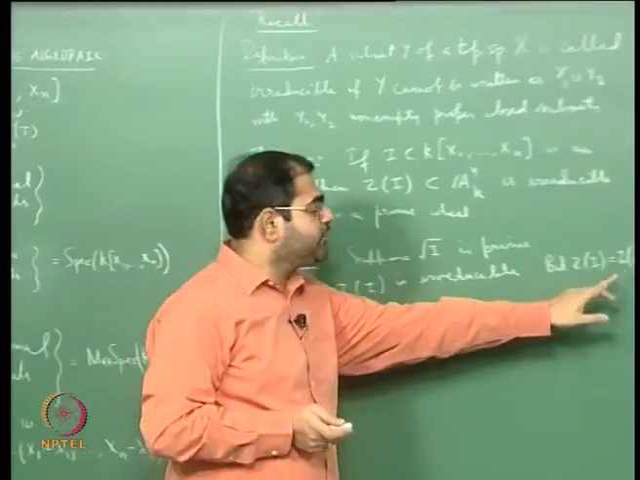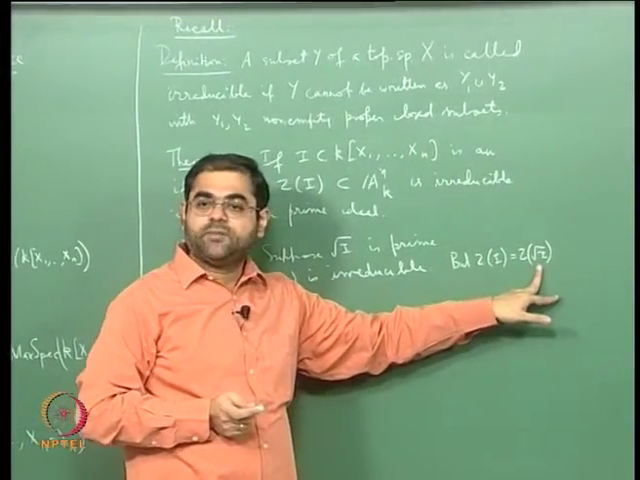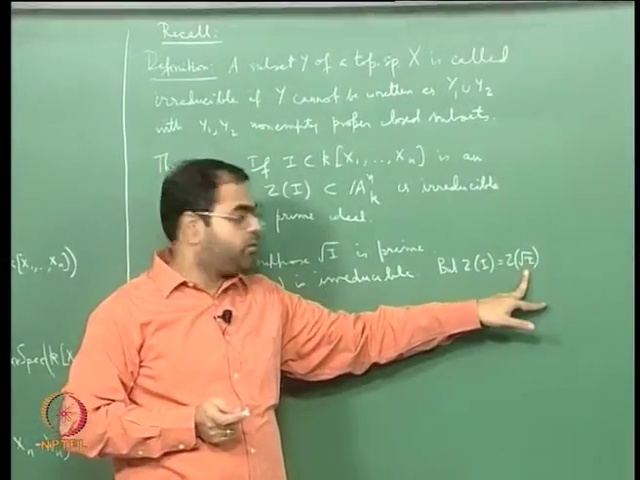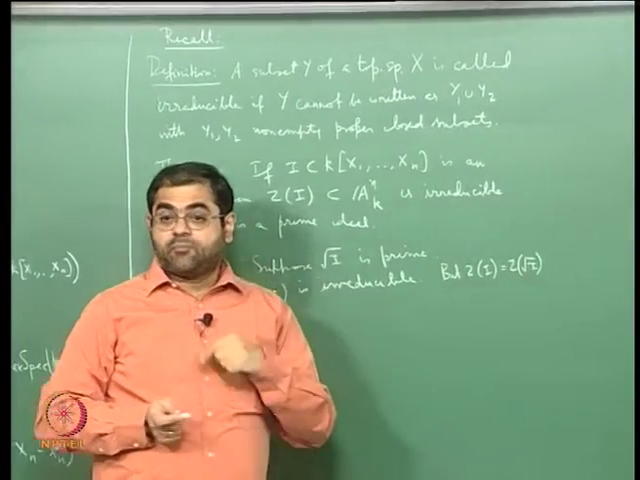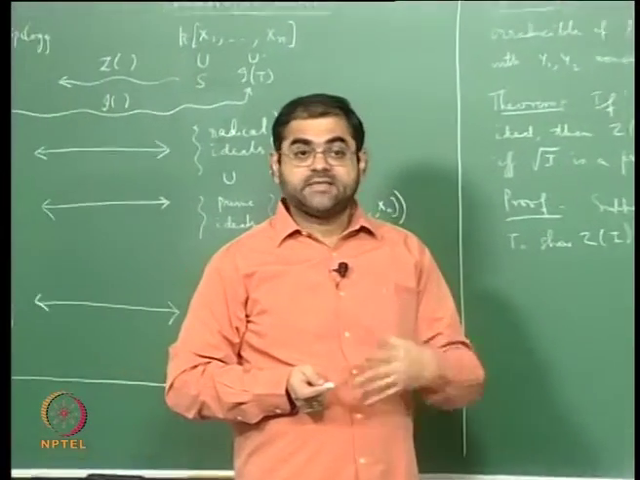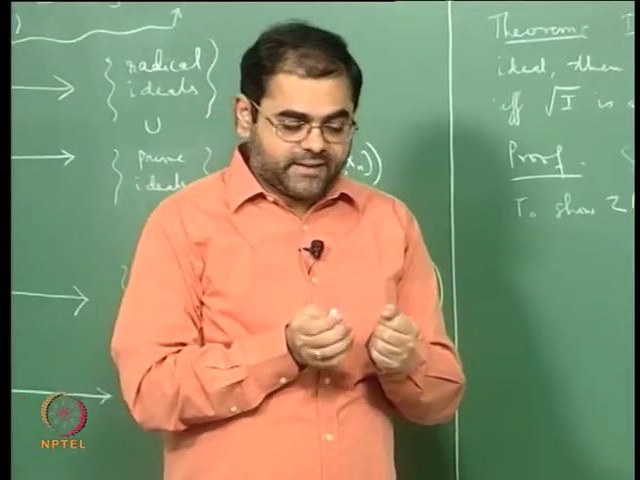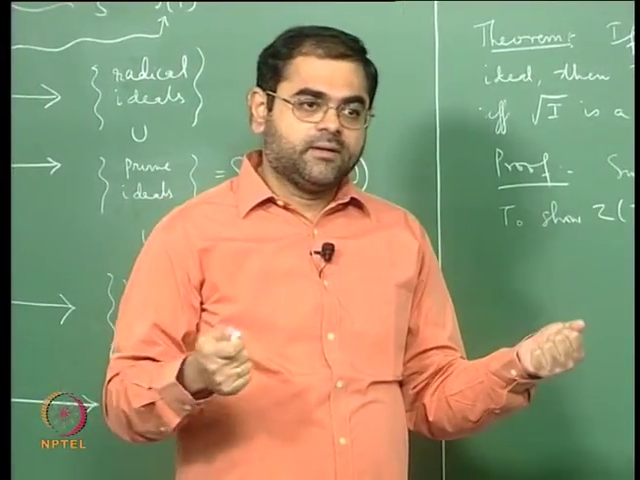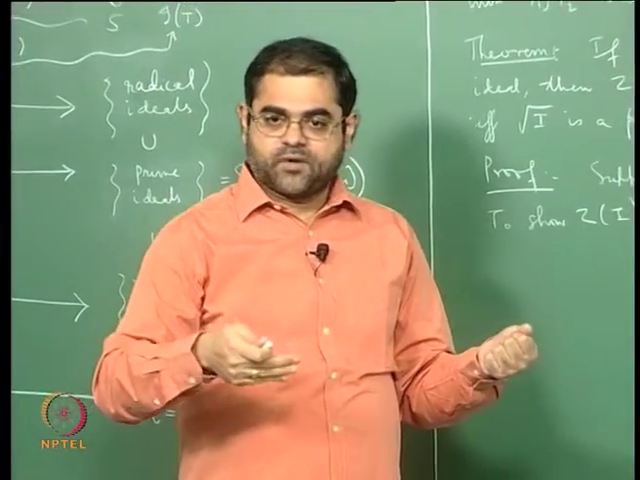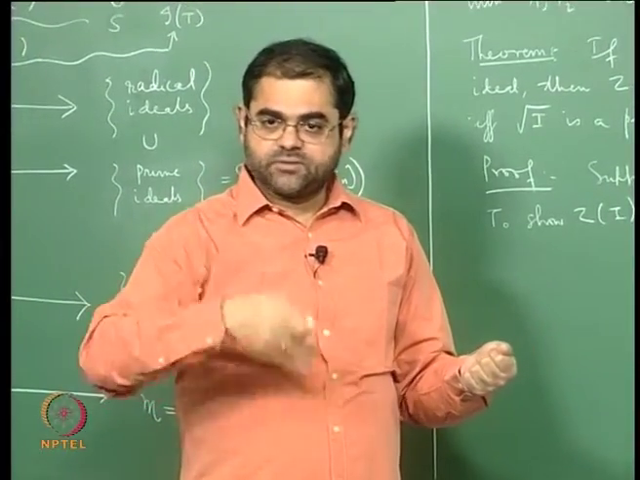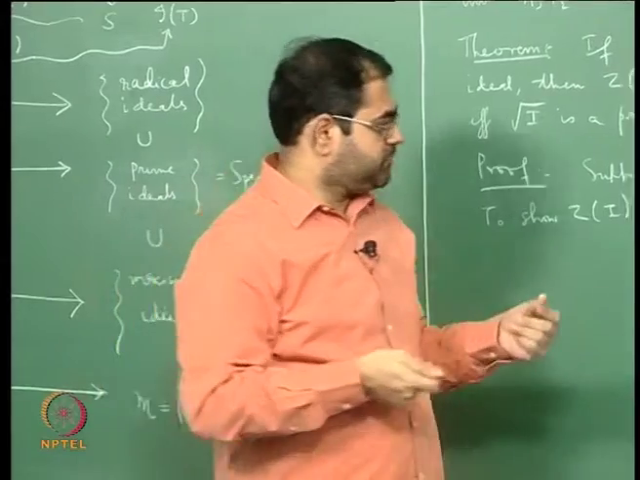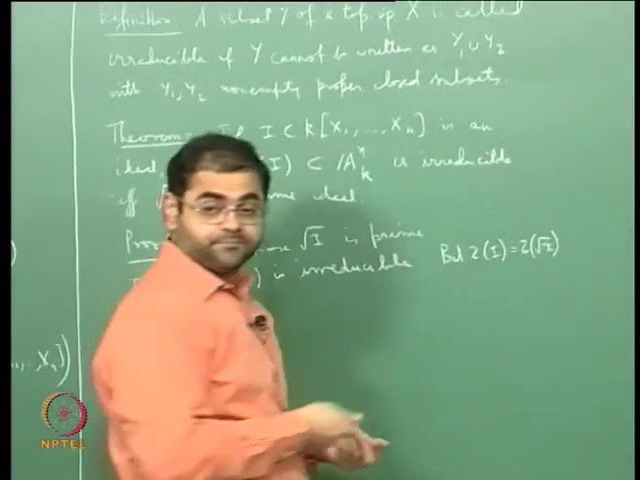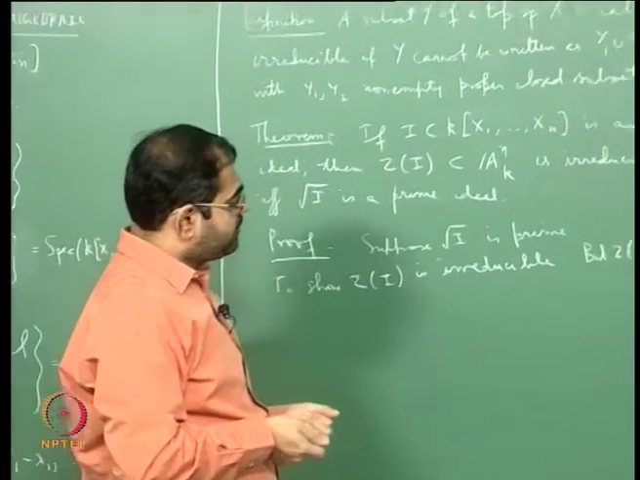because rad I, mind you, is defined to be all those polynomials some positive integral power of which lies in I. So taking the radical of an ideal is like expanding that ideal to include nth roots of its members, positive nth roots of its members, okay. That is nth roots for positive n, right.